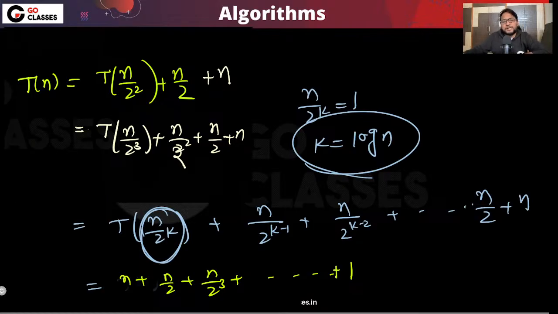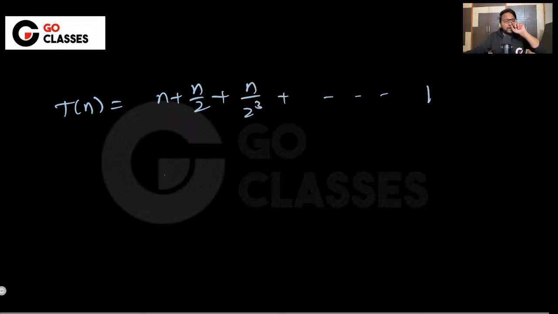Yes, so basically this is a decreasing GP, right? Yes, that's a very good observation. So finally we have got T(n) equal to n plus n by 2 plus n upon 2 cube till 1. Just see here very carefully. This is a GP, right? What is the common ratio? The common ratio is 1 by 2, right?